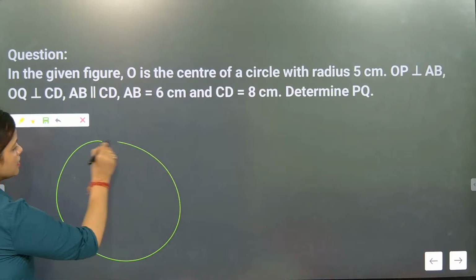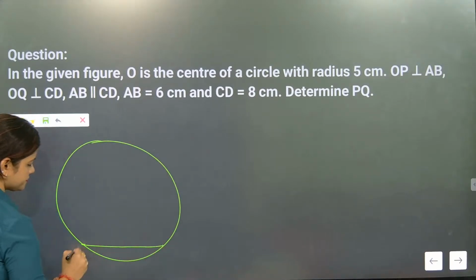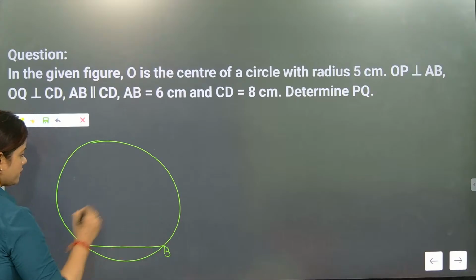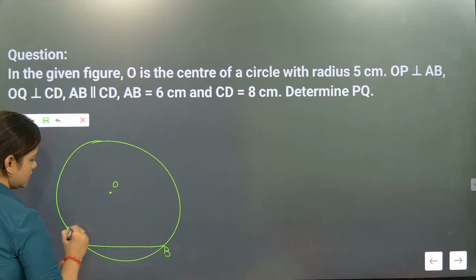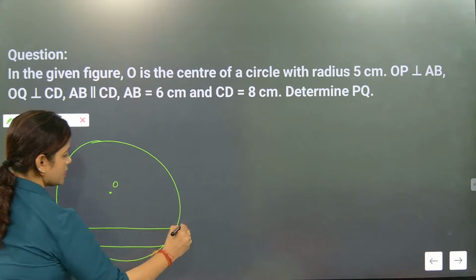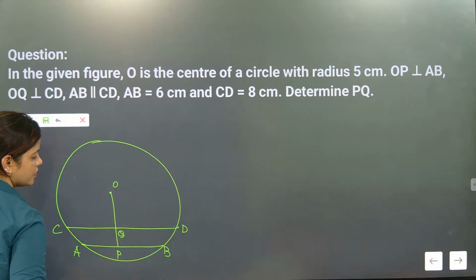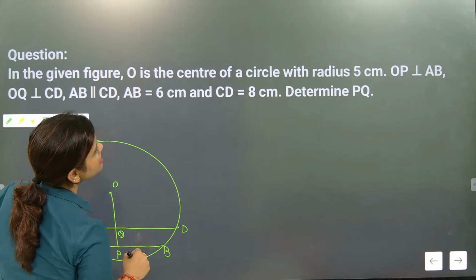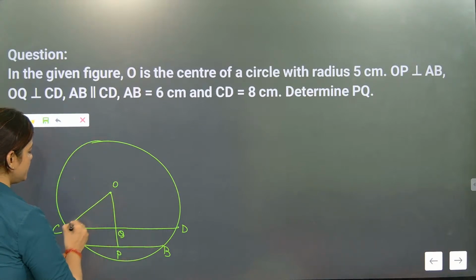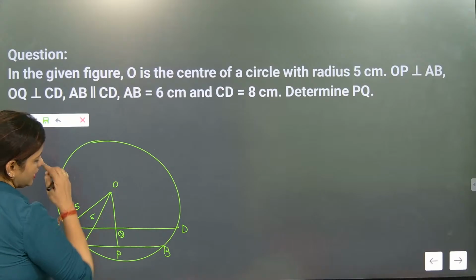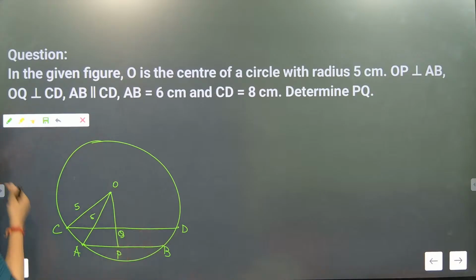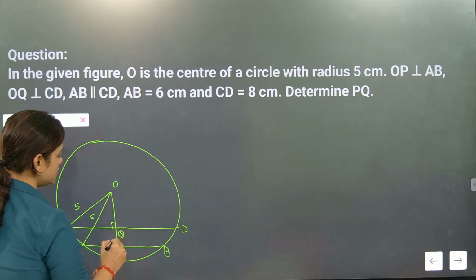This is the circle. So first AB is given. This is the center of the circle and this is CD. This is P and this is Q. Now they are telling that O is the center of the circle, radius is given as 5 centimeter. This is 5 centimeter, this will also be 5 centimeter. CD total length is given as 8 and AB length is 6. So this is perpendicular, this is perpendicular.